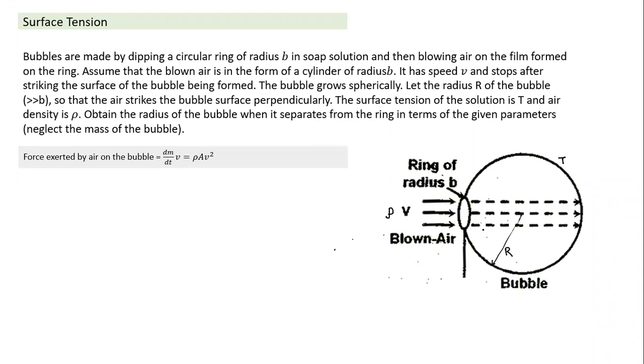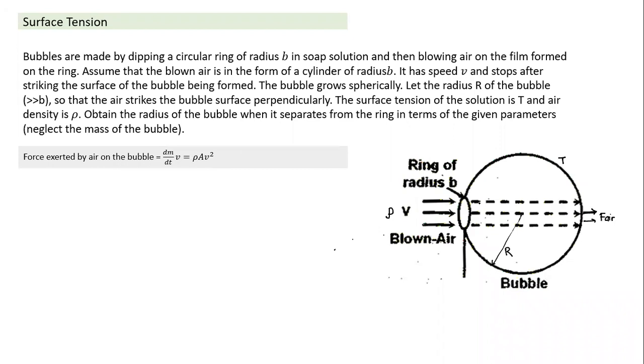So this air will exert a force dm by dt into v relative. We had done this recently also. So dm by dt is equal to rho A v, the mass flow rate, into v. So this is the force the air is exerting on the bubble towards the right. So there must be some other force acting towards the left. The first one is exerted by air.